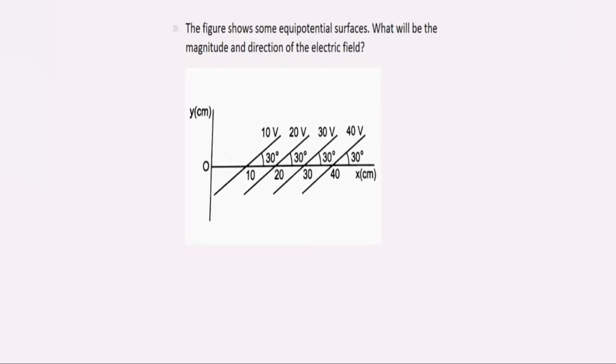Let us start the question. The figure shows some equipotential surfaces. What will be the magnitude and direction of the electric field? So, to solve this question, we should know the two concepts very clearly.